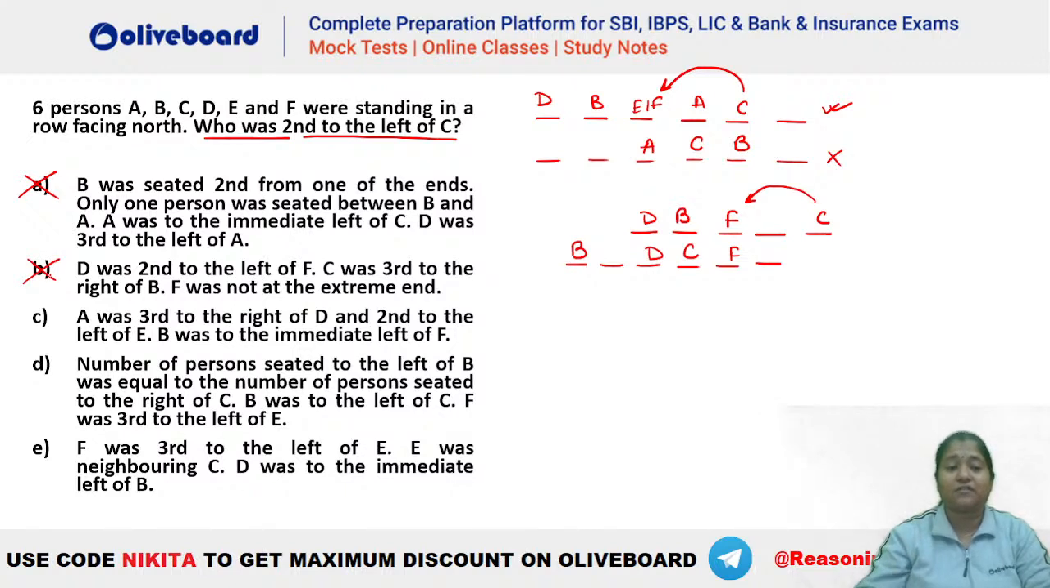Let's talk about the third one. A is third to the right of D and second to the left of E. So A is third to the right of D and second to the left of E. Okay. B was immediate left of F. The only possibility will be here that B is immediate left of F. Okay. So how many persons are we getting? We are getting 6 persons. C is the only person remaining. So C will be here. है ना? So you can see who is second to the left of C. C के second left में कौन है? F है. So that means third alone is absolutely sufficient to answer the question.